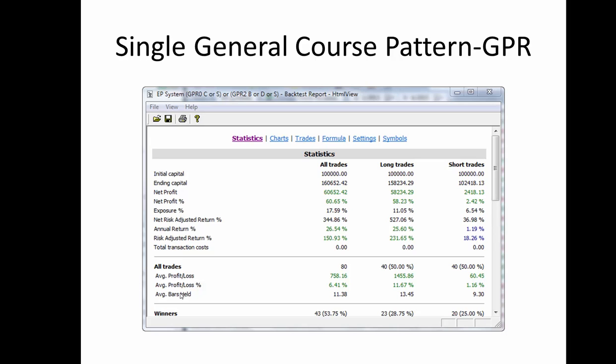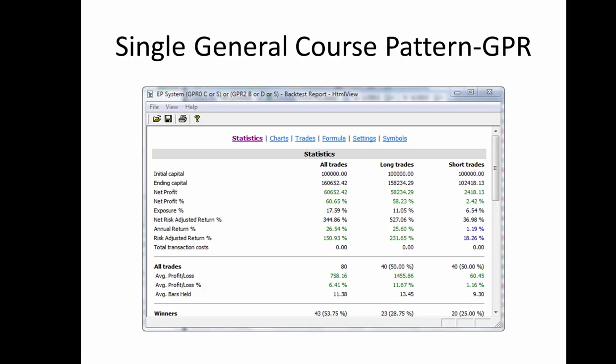We got a lot less trades. We only got 80 trades over a 2-year period, but still enough. That's more than one every 2 weeks. Right? And it came up with a little bit lower percentage there, and win ratio was up.